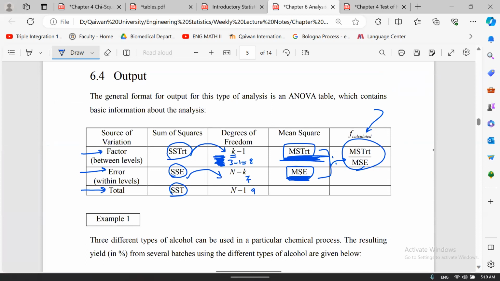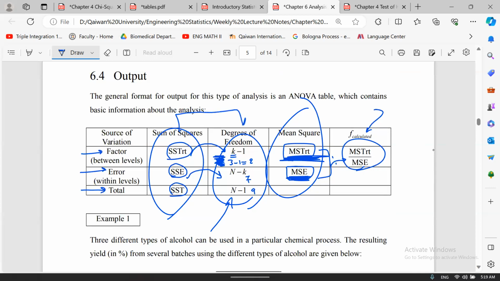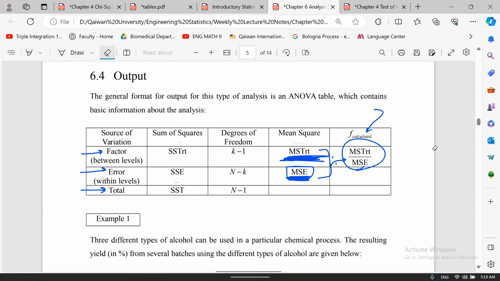So it's important to know this table. It's important to draw the table first. After finding these three, draw the table, put them in here. These are given. K is the number of columns, N is the total number of elements. It's easy, okay? You could get it from the table. Then, after filling these also, you could get these by dividing this column by this column. We divide SSTRT by K minus 1 to get MSTRT, and dividing SSE by N minus K, we get MSE.